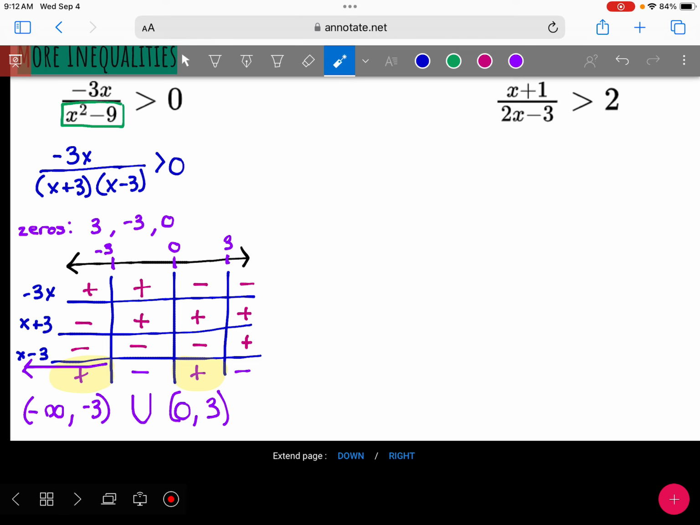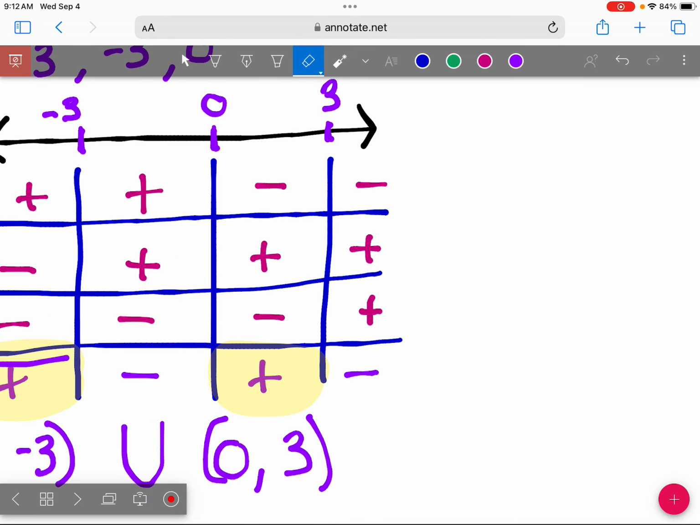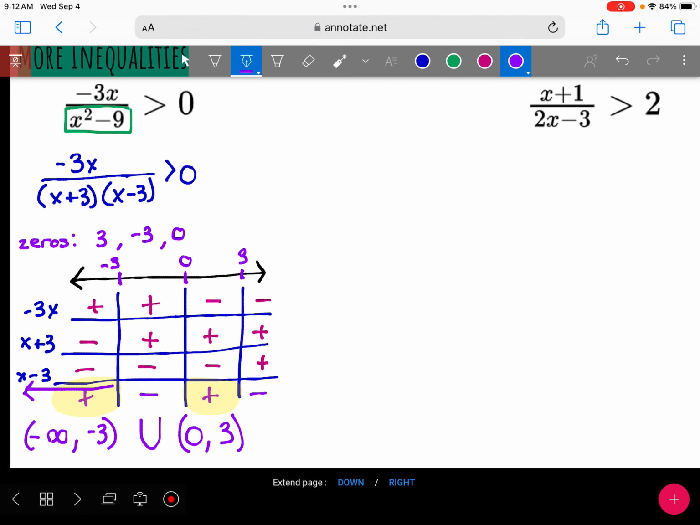That's a parenthesis. I'm just bad at it. Since it was a less than or a greater than, nothing's equal to. Like we're not including the 0. 0 doesn't count. I need it to be greater than 0, not greater than or equal to. If it was a greater than or equal to, we would have brackets on the numbers.